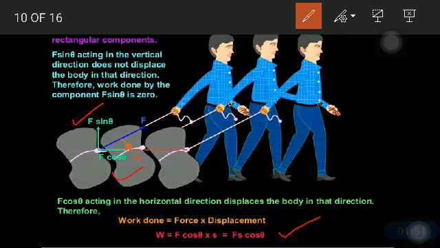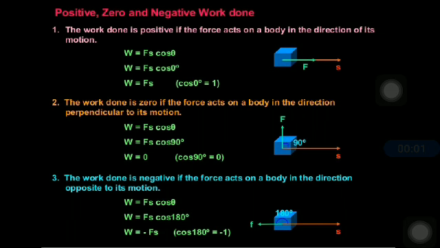So in this picture you can see a man trying to pull a luggage with the help of a rope, and the rope is making an angular direction, and the angle made by the rope with the horizontal is theta. So the force is acting based on the angle, but this force is resolved into two parts, vertical and horizontal. Since the luggage will move in horizontal direction, we can also derive positive, zero and negative work done.